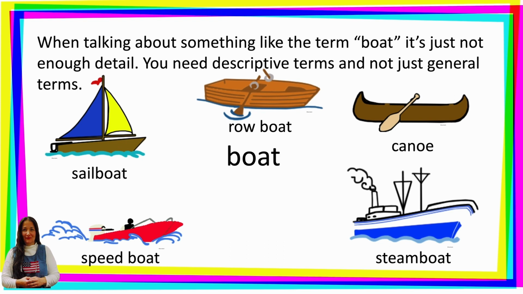The sailboat has blue and yellow sails. That's what makes it distinctively a sailboat. A rowboat has oars that help you row the boat. A canoe. Look at the shape of the canoe. It's usually made out of bark. It's long and curved up. A speedboat has a fast motor on it, so it glides through the water easily.